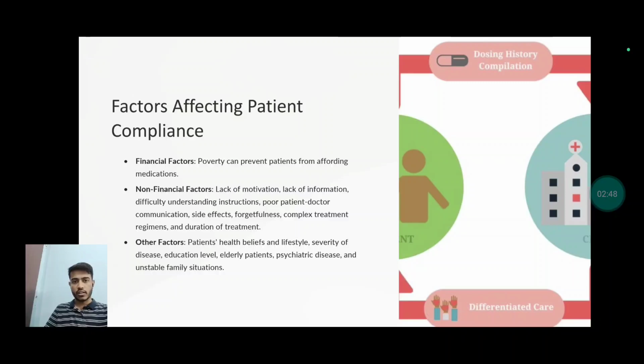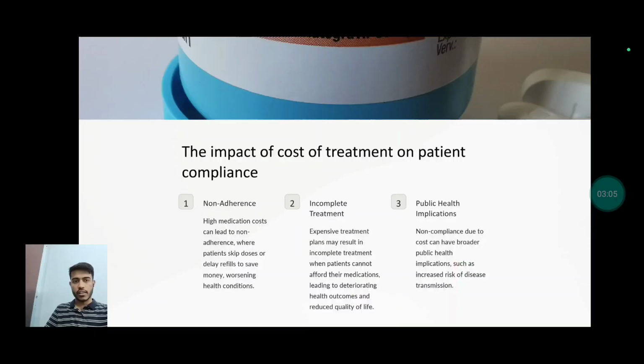Thirdly, other factors: patient's health, beliefs, and lifestyle, education level of the patients, some patients who may be elderly, psychiatric diseases, and unstable family situations. These are the other factors which affect patient compliance. Now, what can be the impact of cost of treatment on patient compliance? It can again be categorized into three parts, which are non-adherence, incomplete treatment, and public health implications.